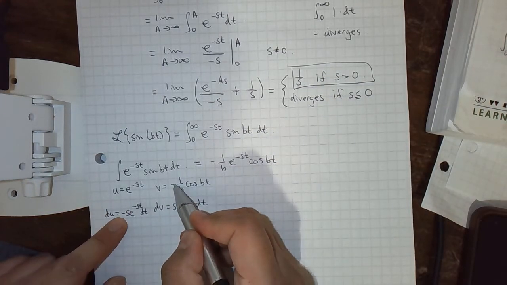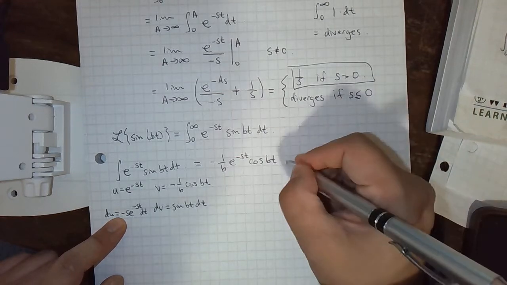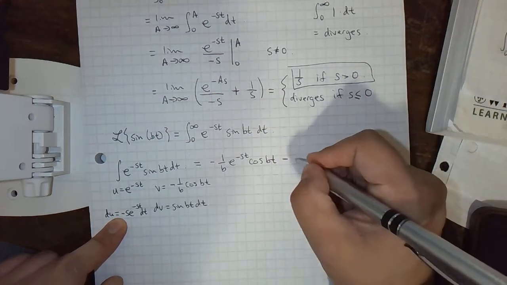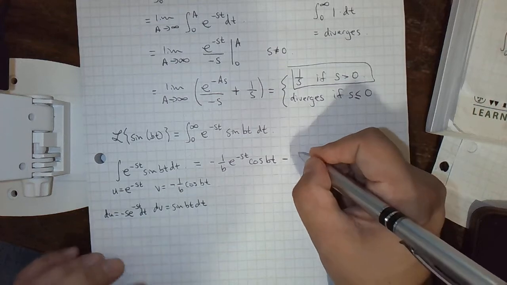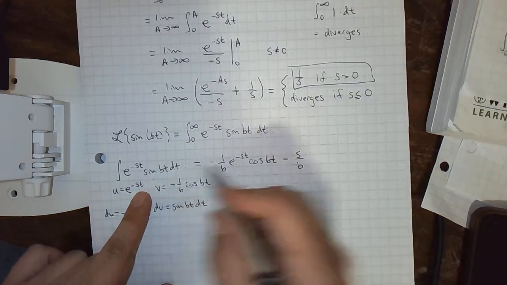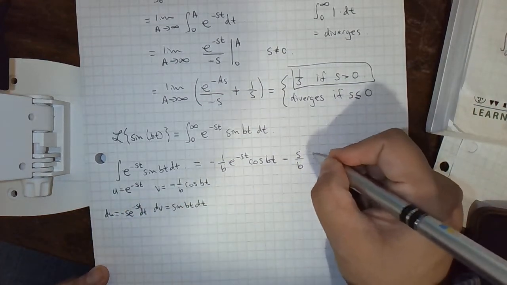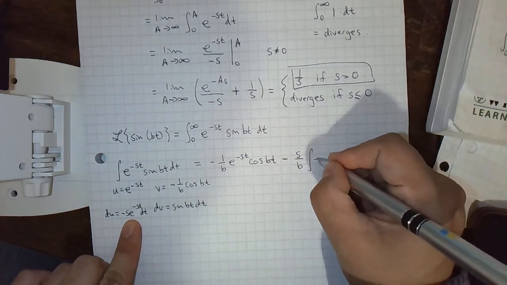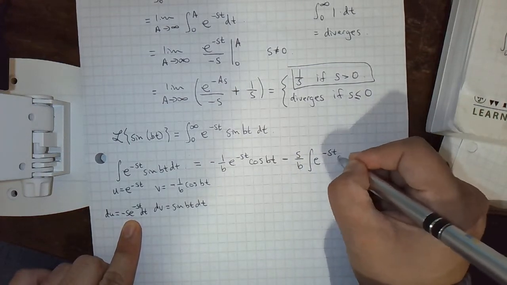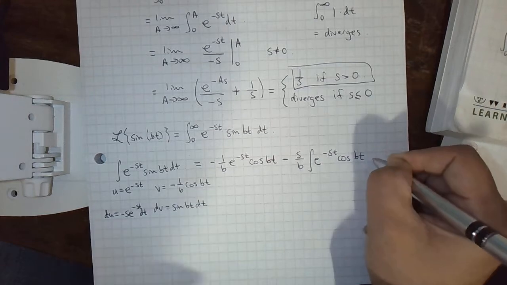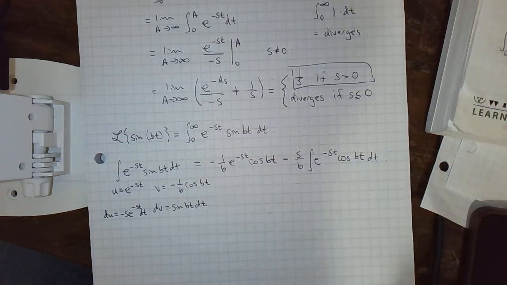There's a minus and a minus and a minus in the formula for integration by parts, so that's a total of 1 minus. We'll write the constant in front, so s over b. We're integrating with respect to t, so s is a constant. Very difficult to keep track of. Then this is the integral of e to the minus st cosine of bt dt. Okay, that's one integration by parts.